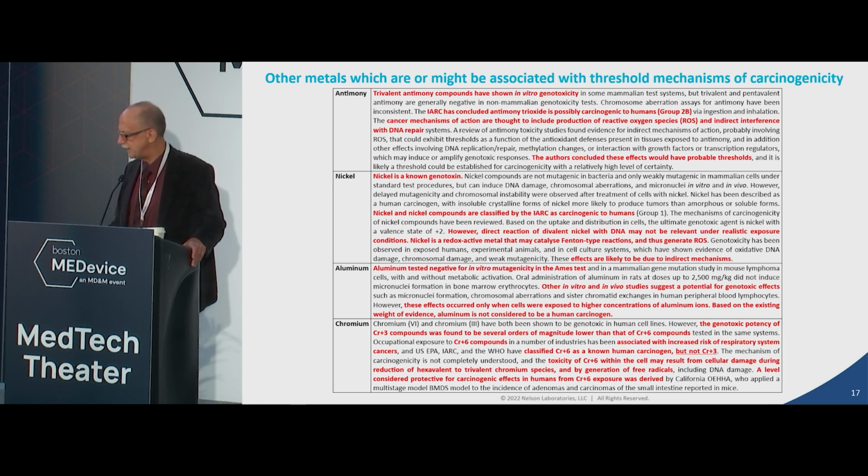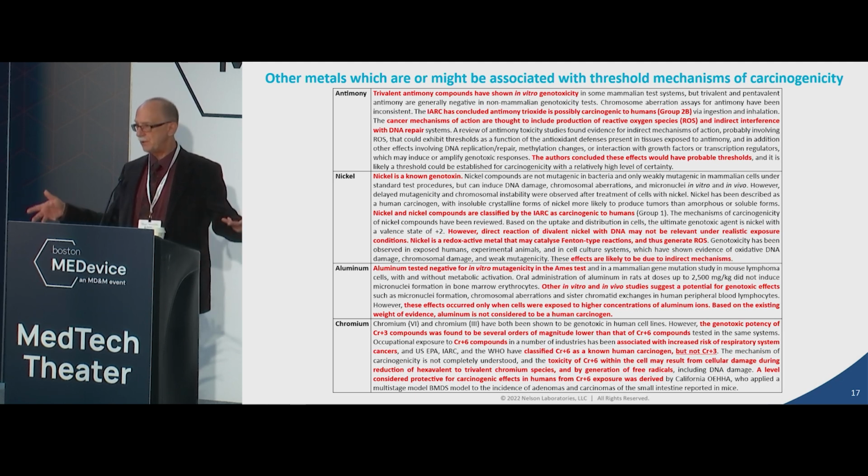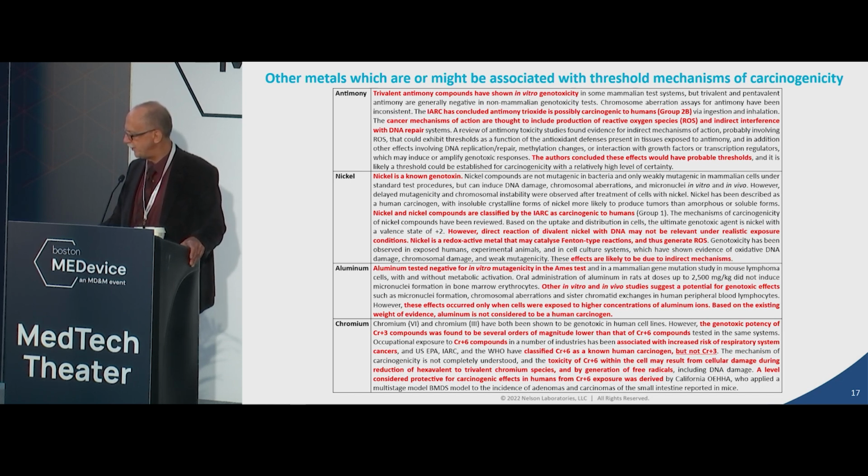Nickel is a known genotoxin. Nickel and nickel compounds are classified by IARC as carcinogenic to humans. The mechanisms have been reviewed. Generally, the genotoxic agent is a +2 valence state, but direct reaction to divalent nickel with DNA may not be relevant under realistic exposure conditions. In other words, only under very high exposures that are not clinically relevant. Nickel is also a redox active metal that can catalyze Fenton-type reactions and thus generate reactive oxygen species. And again, the same mechanisms would apply there. So these effects are likely due to indirect mechanisms, and I have not seen regulators ask for nickel to be assessed for carcinogenicity for this reason.